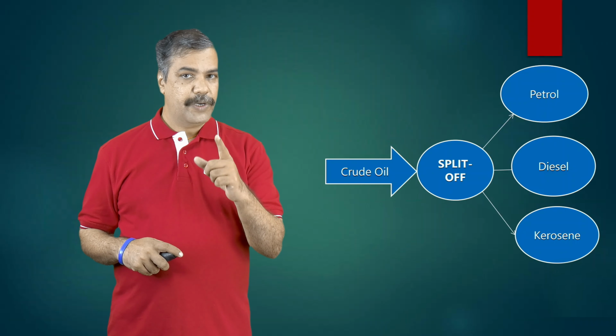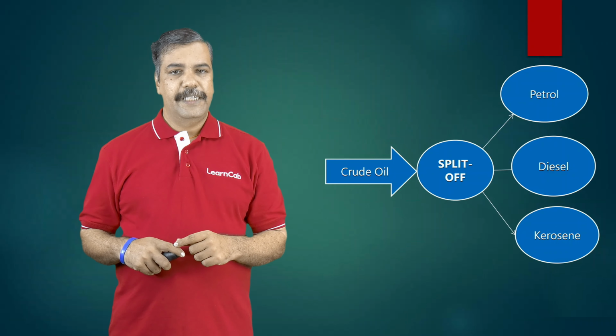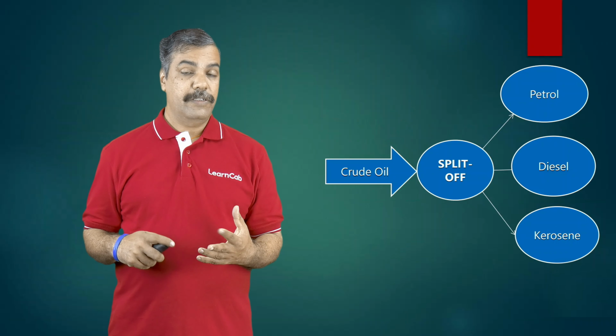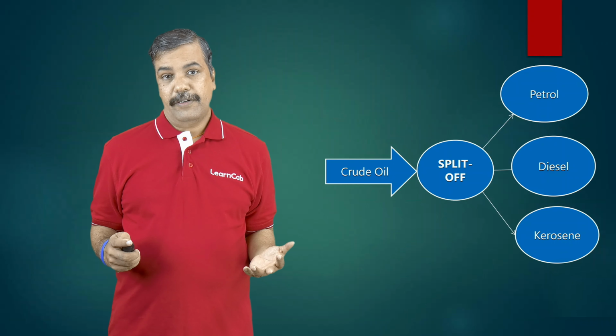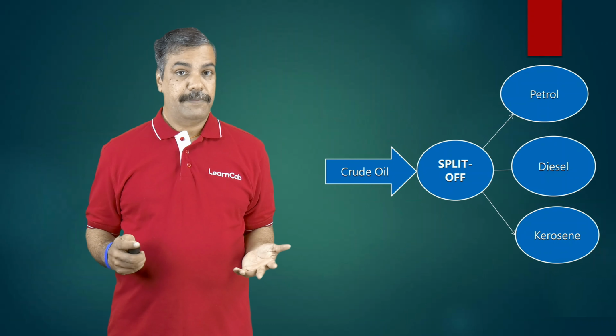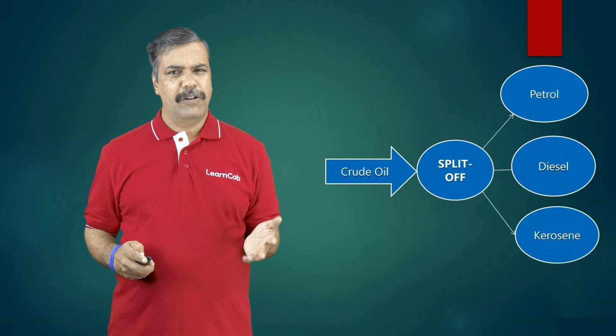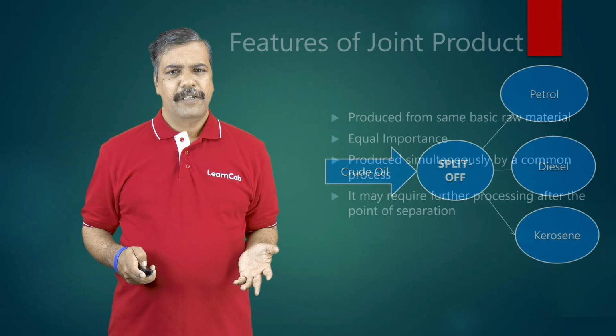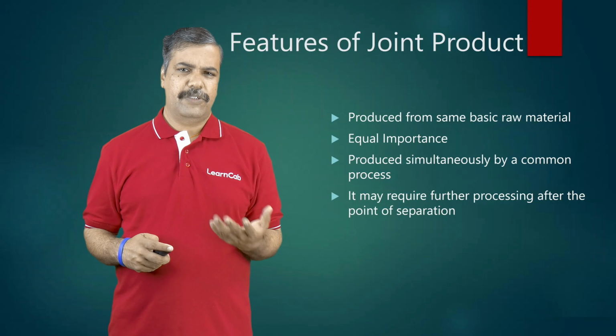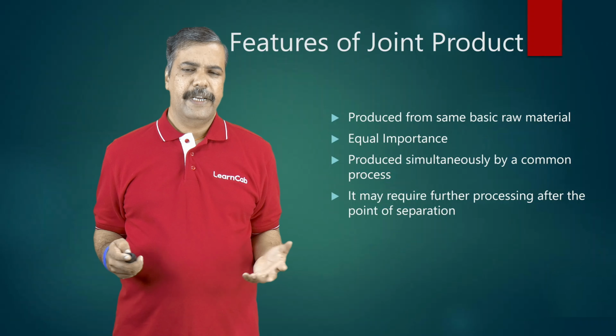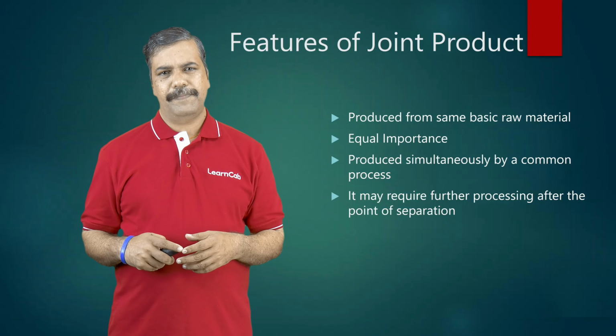And it's very important that we study the methods and what is the best method we can use in order to apportion the cost under different circumstances. So that is all what we study in joint costing. So let us go to the basic features. What are the features of a joint product? Let us understand the first feature.